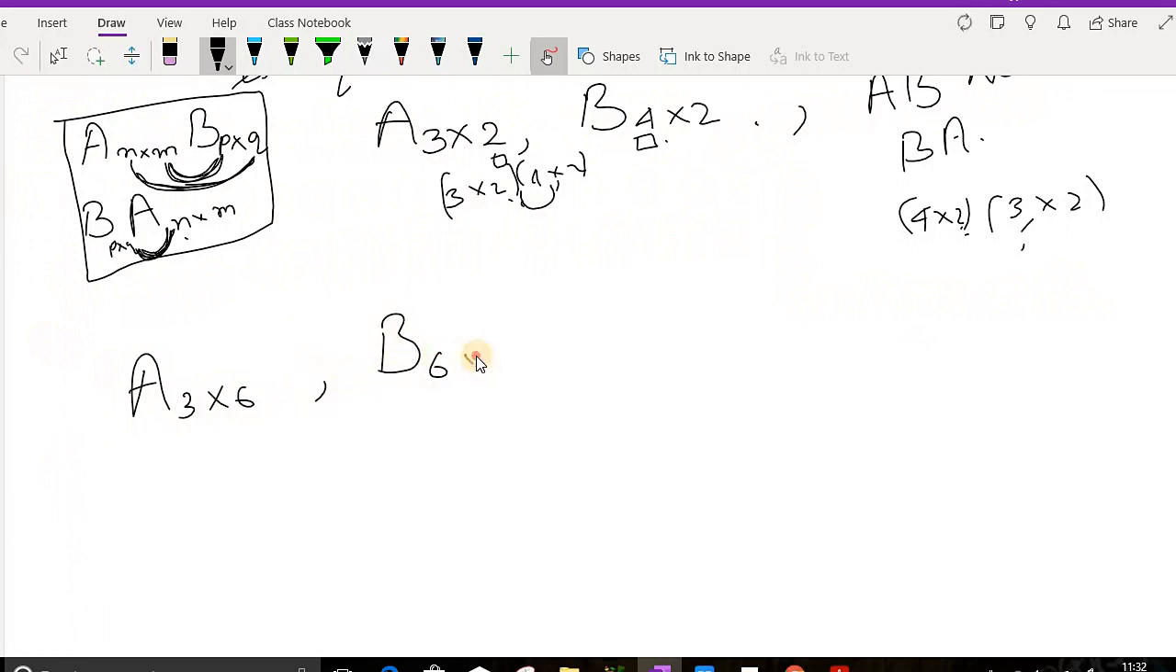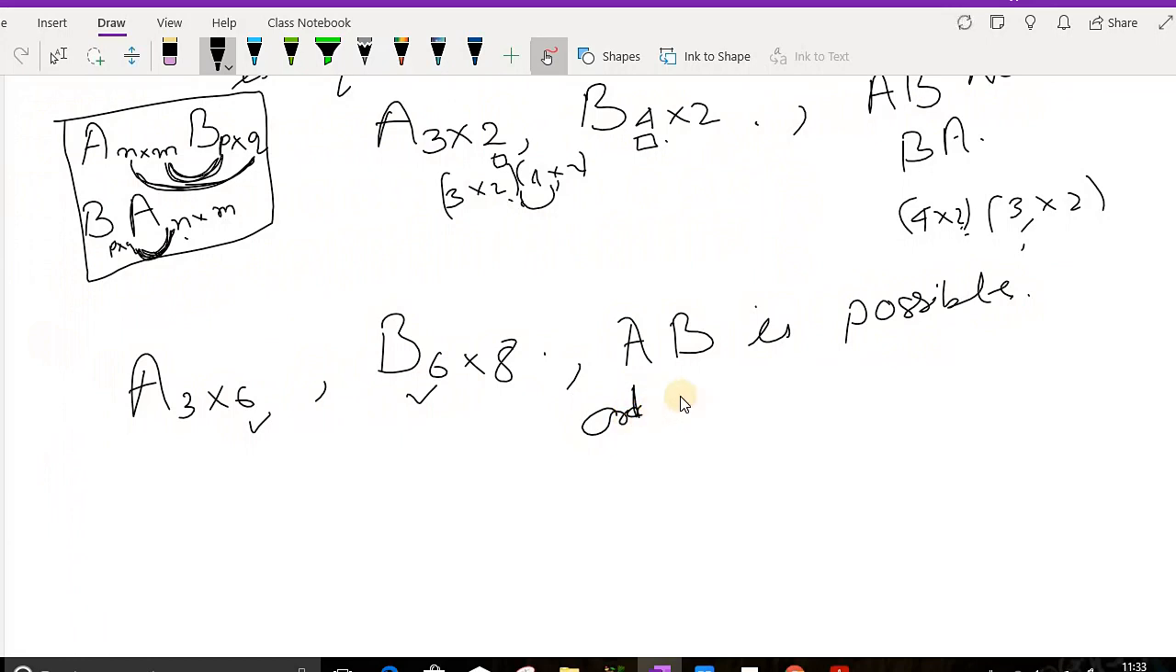Now, for example, A is equal to 3 by 6 and B is 6 by 8. So is AB possible now? Yes, because you see the number of columns of this matrix is equal to the number of rows of this matrix, so this is possible. So what will be the order of AB? 3 by 8.